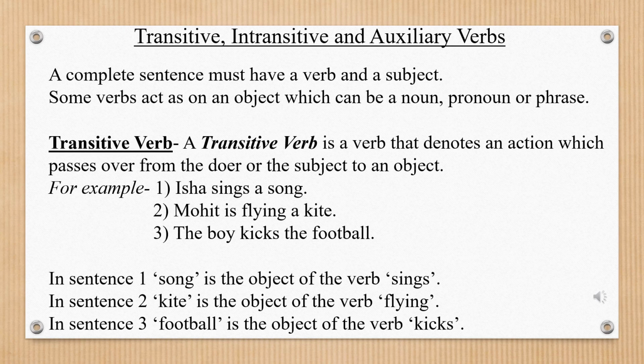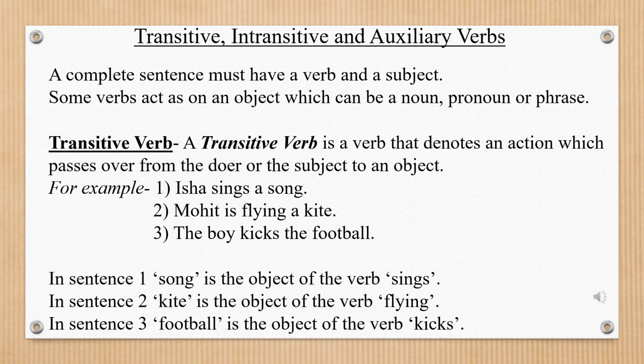Now we shall discuss the transitive, intransitive, and auxiliary verbs. A complete sentence must have a verb and a subject. There are some verbs that act on an object, which can be a noun, pronoun, or phrase. Let us first see the transitive verb. Look at the definition. A transitive verb is a verb that denotes an action which passes over from the doer or the subject to an object.